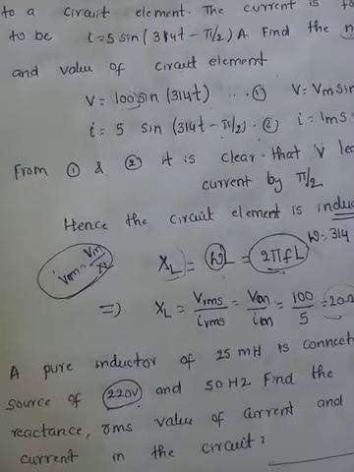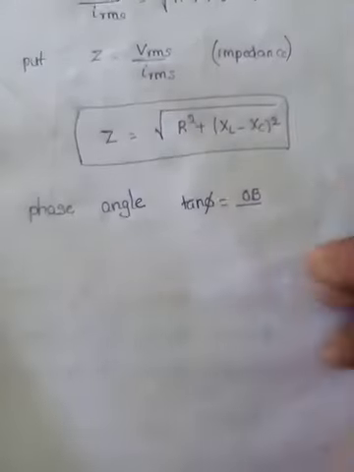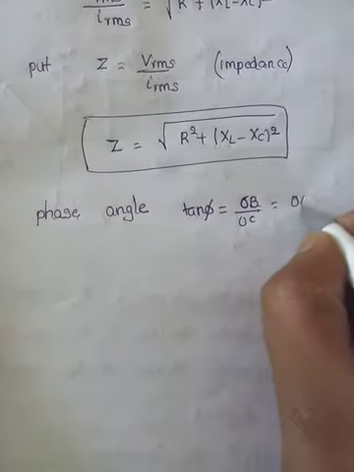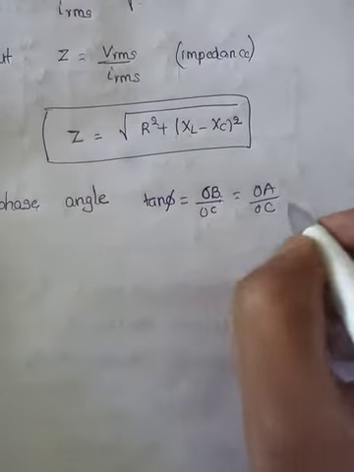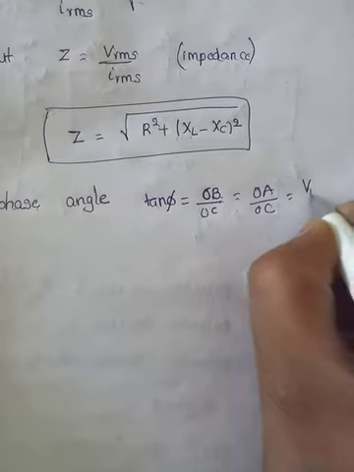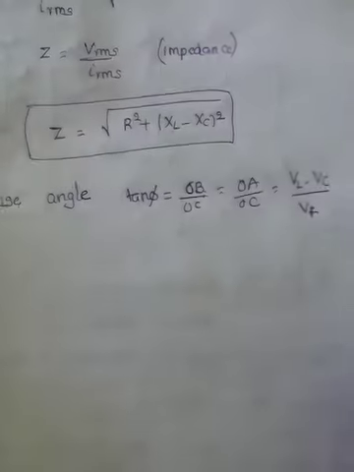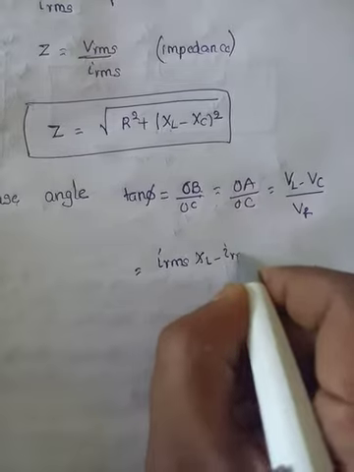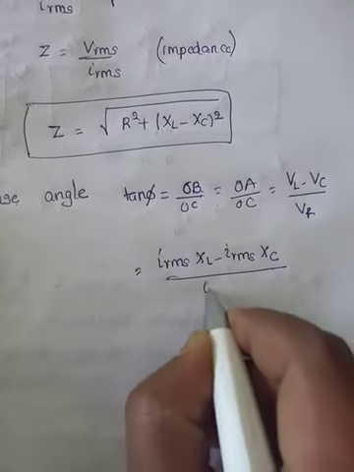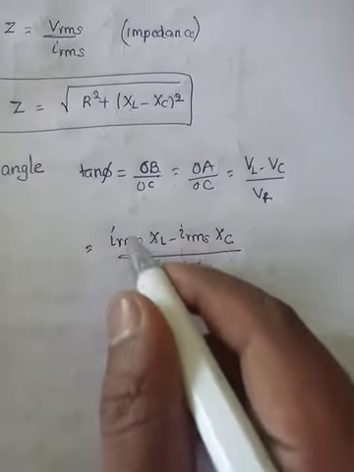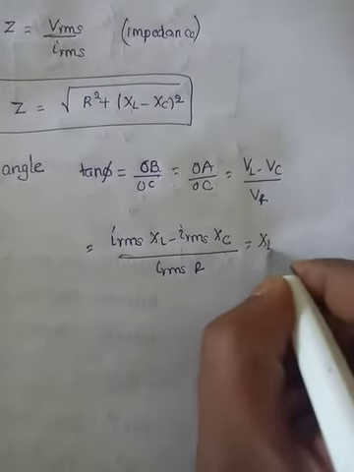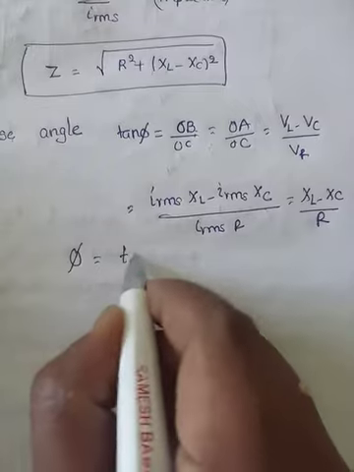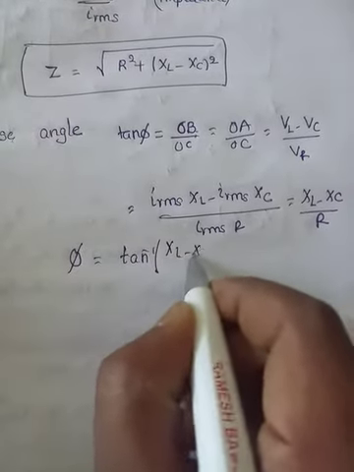Tan phi is equal to CB by OC. CB is equal to OA by OC. So what is OA? (VL minus VC) by VR. As we substitute all the values, IRMS into XL minus IRMS into XC, by IRMS into R. If you take IRMS common, IRMS gets cancelled. What do you get? (XL minus XC) by R. So this is the phase angle: phi is equal to tan inverse of (XL minus XC) by R.